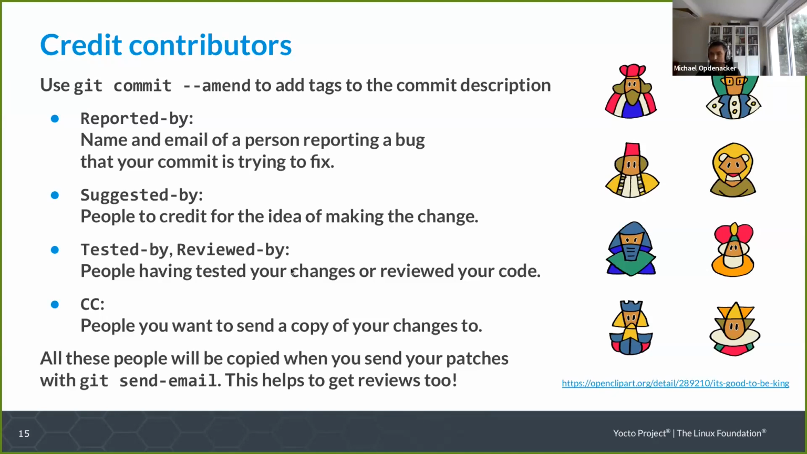So that's invaluable to have reviews and tests. And then you can also CC, and that's not like a standard Git tag, as I'd say, but it's people you want to copy. You want to send a copy of your changes to. So when you send the patches, ultimately with git send-email, those people would get copied, like the maintainer of something, or some people who will be interested in that particular commit and who could become a reviewer.